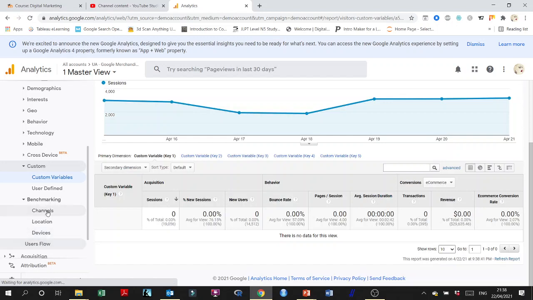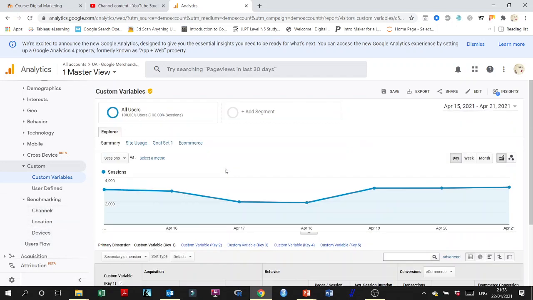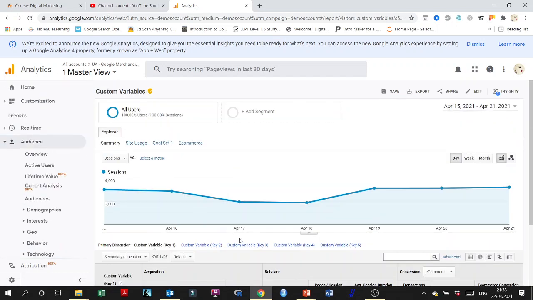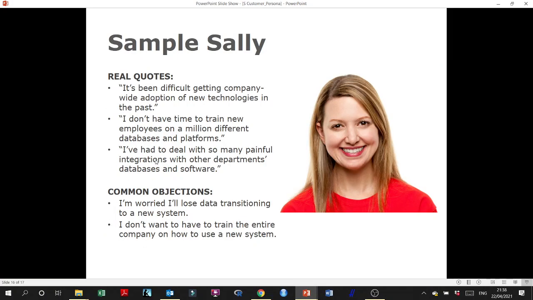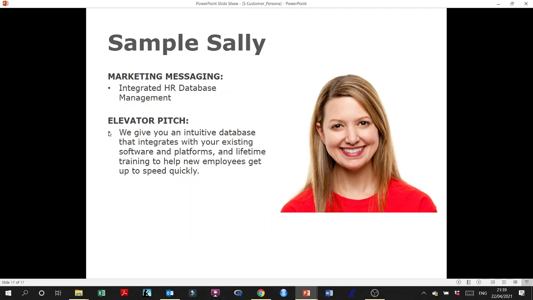benchmarking is also very important. I will talk to you a little bit more about Google Analytics in more detail later in other videos. But for now, I would like you to just do your best, be creative. Imagine just one quote is enough. I don't want to overwhelm you. Three is perfect, two is good. Common objectives, and most importantly, write your marketing message. No need for the elevator pitch for now.